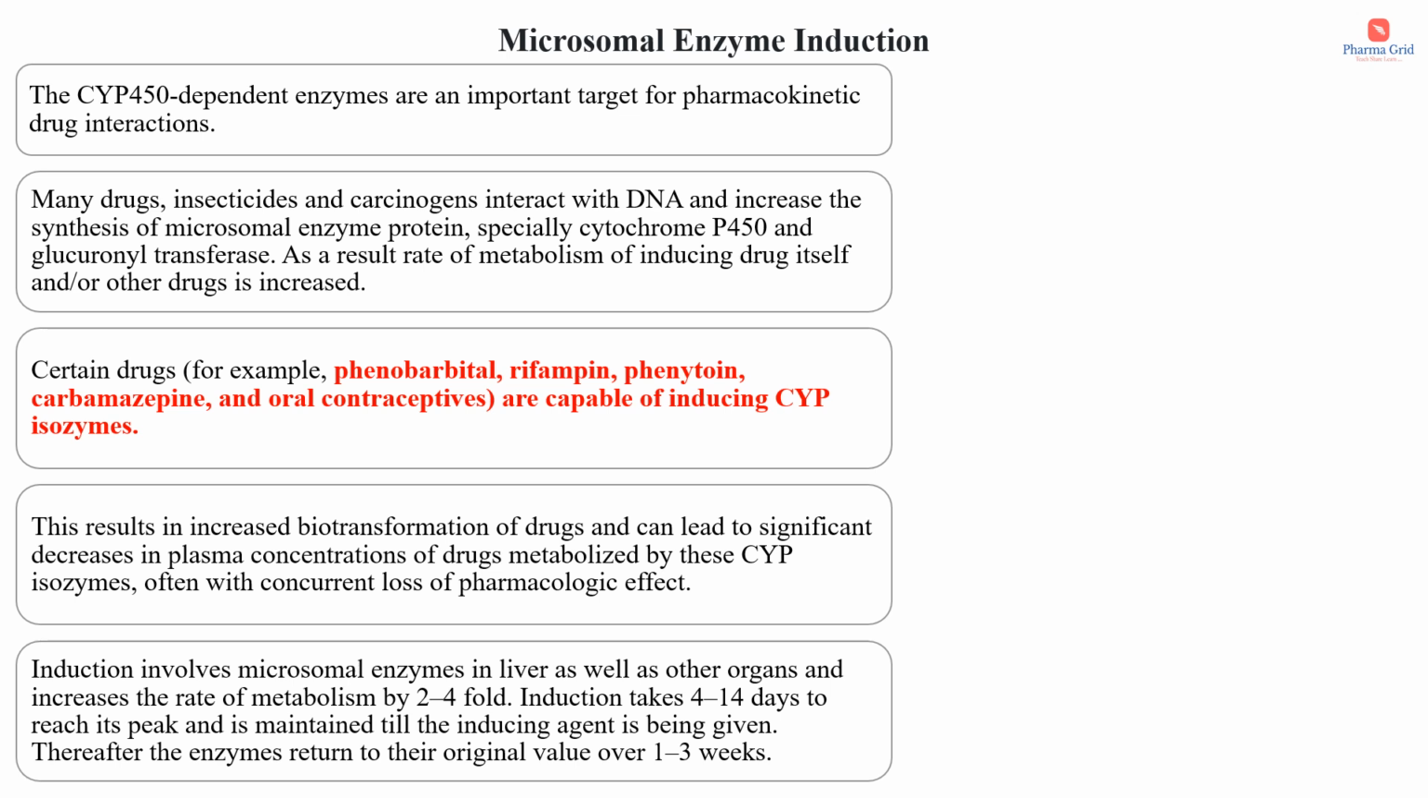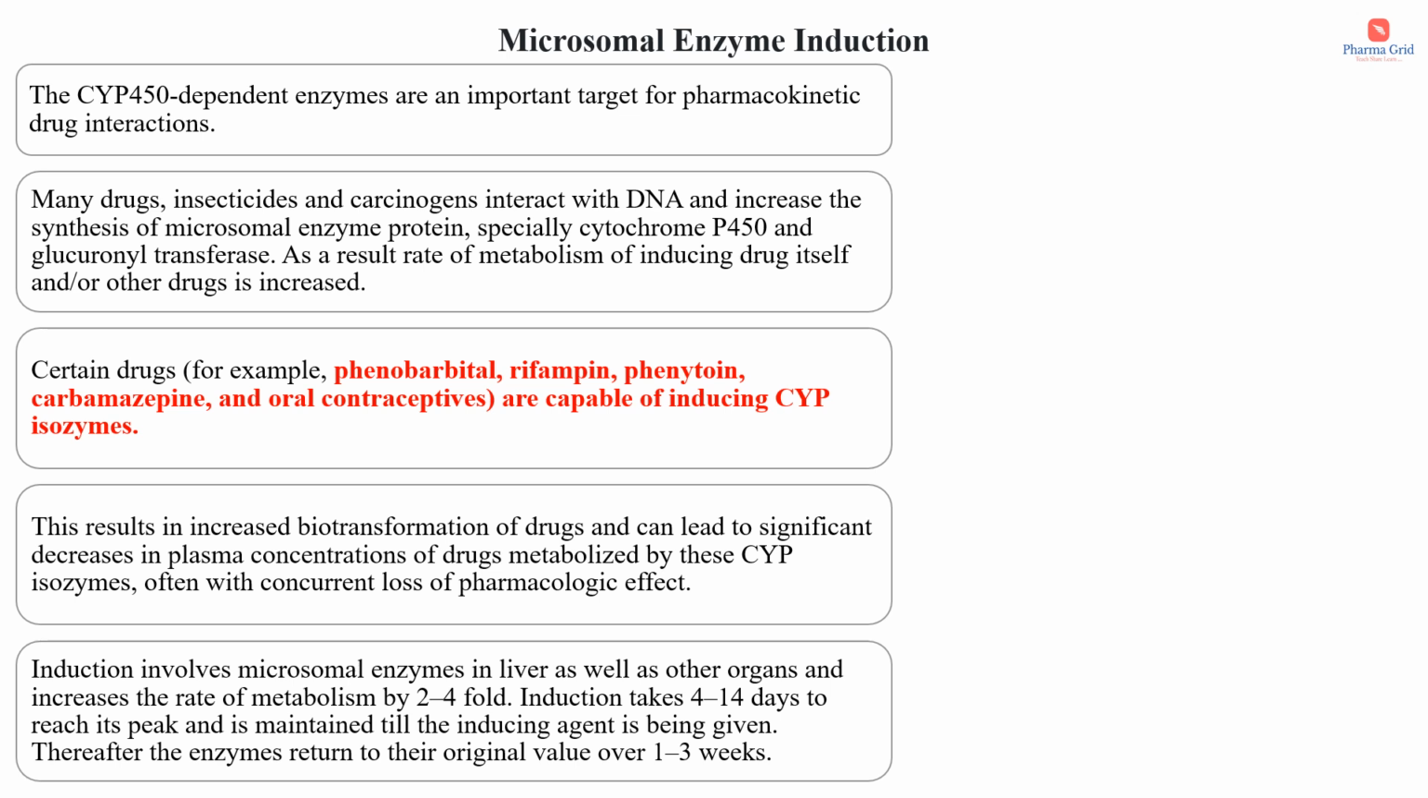So this results in increased biotransformation of the drugs and can lead to significant decrease in plasma concentrations of the drugs metabolized by these cytochrome isoenzymes, often with concurrent loss of pharmacological effect. So in a nutshell, what will happen in this enzyme induction? This will increase the metabolism of the parent drug. The particular parent drug will be increasingly metabolized and thereby its concentration will decrease in the plasma so that the drug cannot produce its action. So it will lead to therapeutic failure or treatment failure.